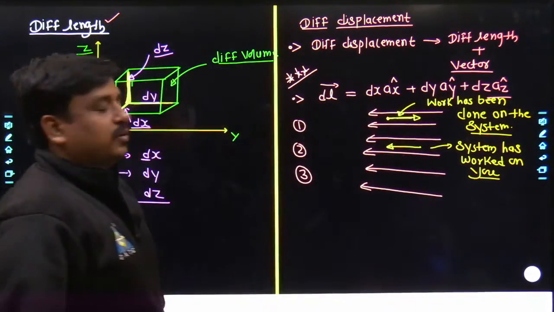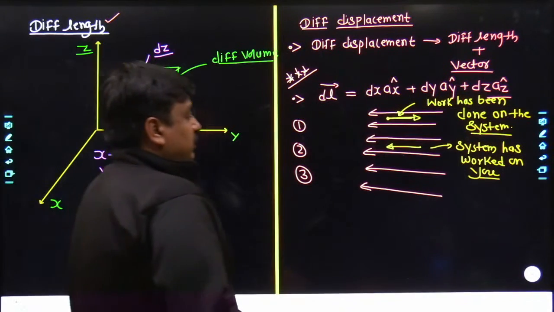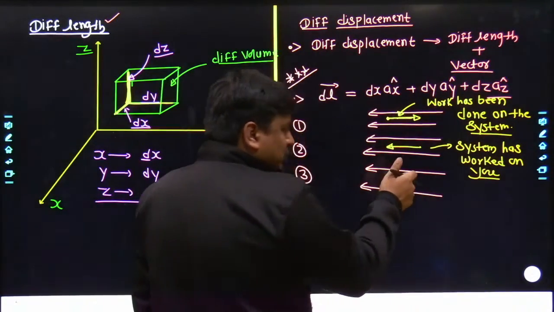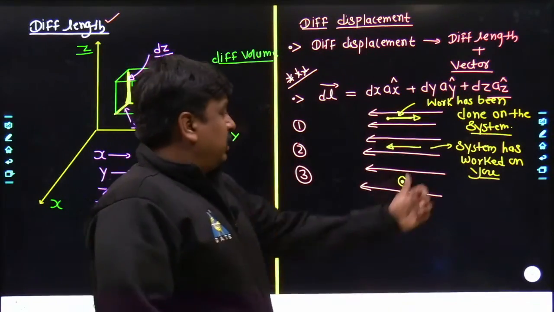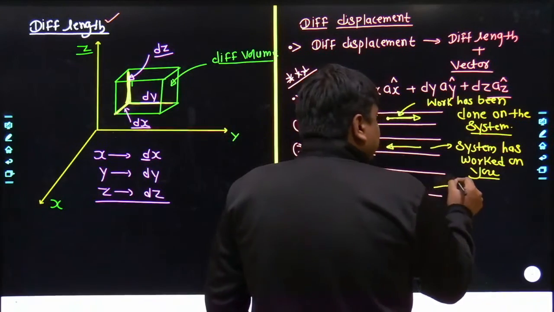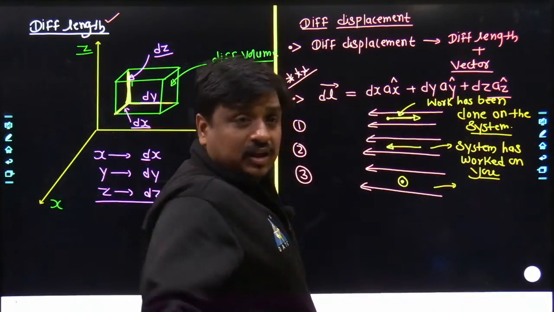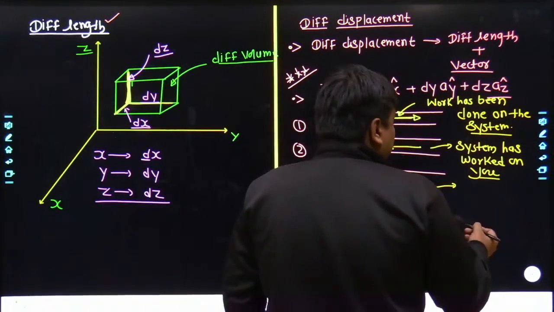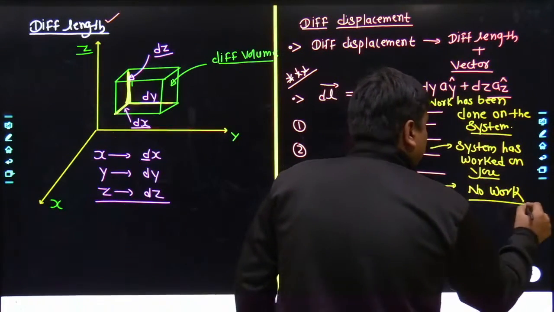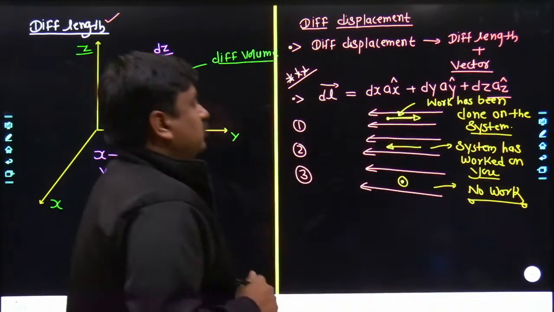Yes, the system has worked on you. Now if I take the third case, the mass is moving perpendicular to the direction of the force vector. So obviously there would not be any work done; neither is the system doing work, nor has work been done from your side. No work. Yes. So that is what I am saying.